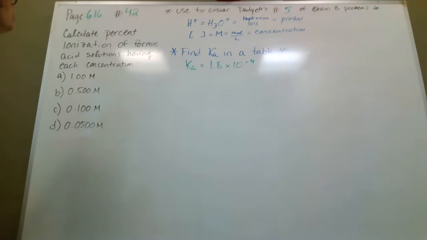Okay, so this problem is from page 116, number 42. You can use it to answer number 5 of Dr. Padgett's exam 3 problems. Calculate percent ionization of formic acid solutions having each concentration. So we'll start with 1.00 molar.